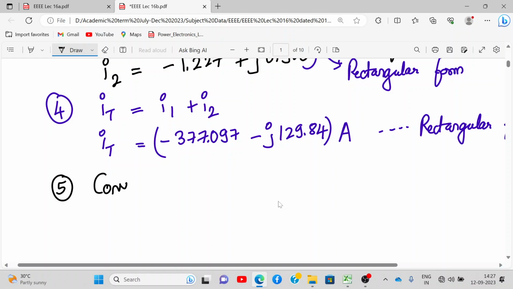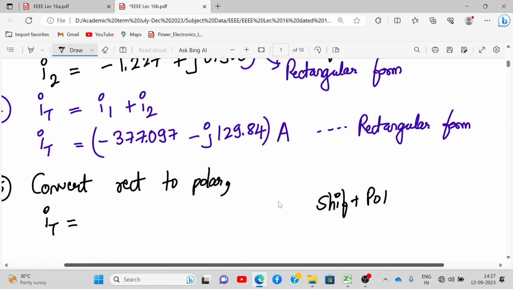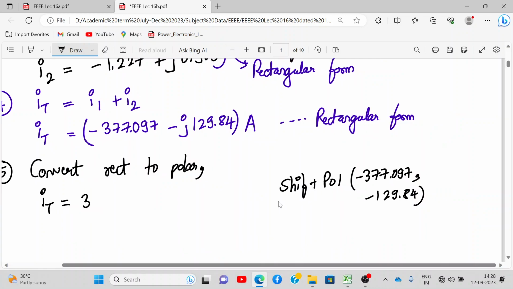So we write convert rectangular to polar. So calculate it. What you will do is shift plus POL. It is POL only, na? So you'll write 377.097 comma minus 129.84. So what do you get? Tell me. 398.8 at angle minus 160.99, right? Exactly this.